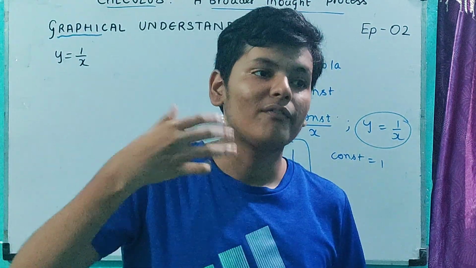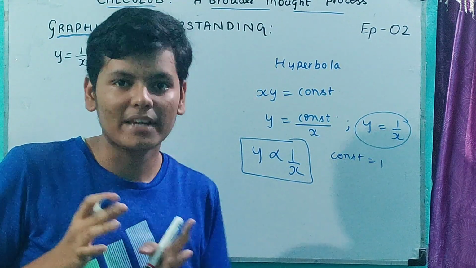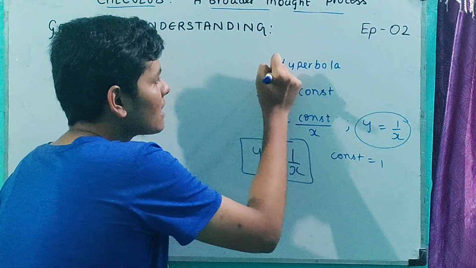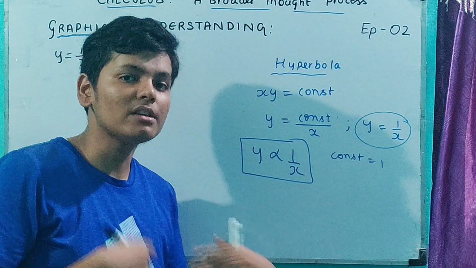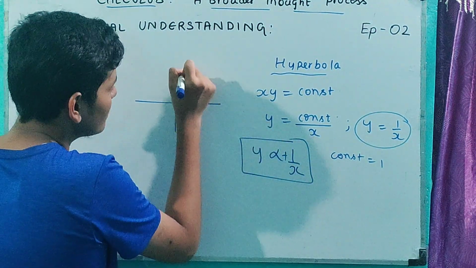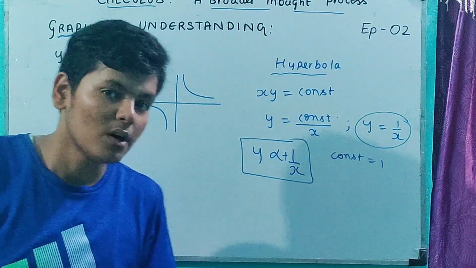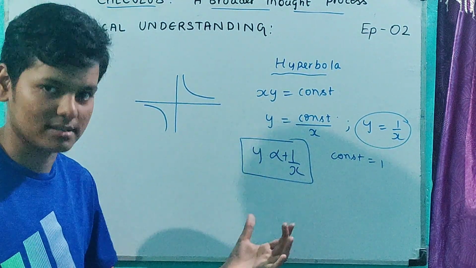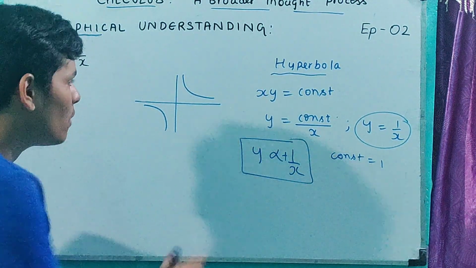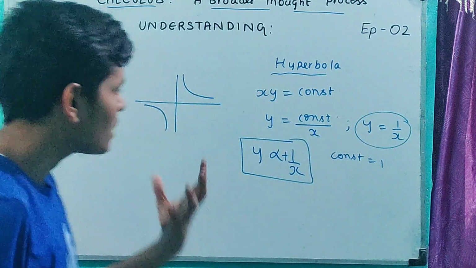Now, since the value of y is equal to 1 by x, can we apply some limit over here? Yes, we can apply limit, but we'll be looking at it in just a moment. Since the graph is hyperbola and this is the equation, we know how the graph looks. Since it is positive, the graph looks something like this. Now we are going to try to define why the graph looks like this. Using the concept of limits, we'll be understanding why just this shape. So we will be getting to know the concept right now.